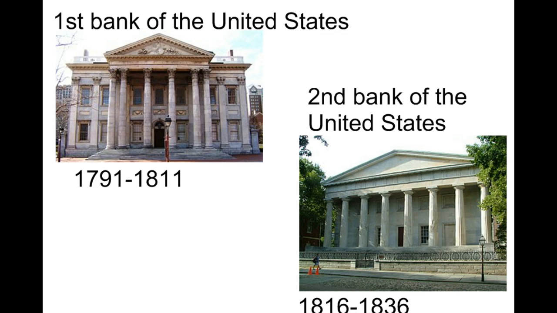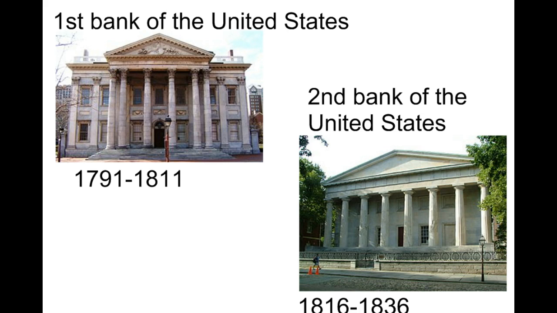Ultimately, Madison agreed to charter a second bank in the United States in 1816, but it was just as controversial. It became a point of controversy in the 1832 election. Andrew Jackson vetoed the recharter bill, slayed the bank, and won re-election on his anti-bank platform. So we were left without a bank from 1836, when the charter expired, until 1913.